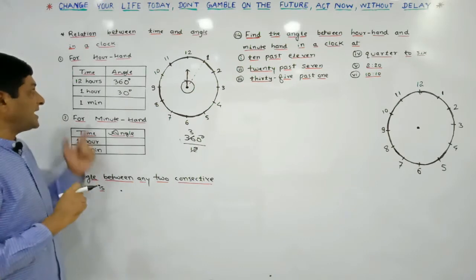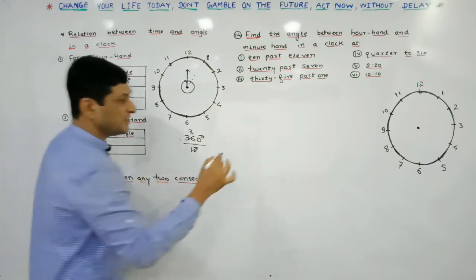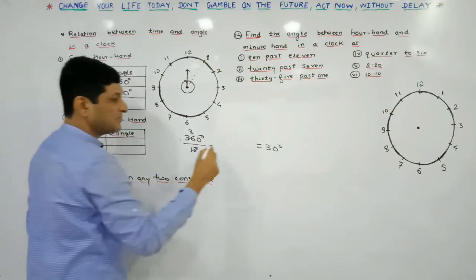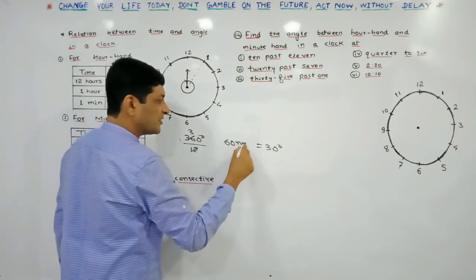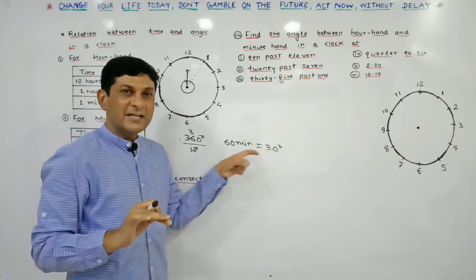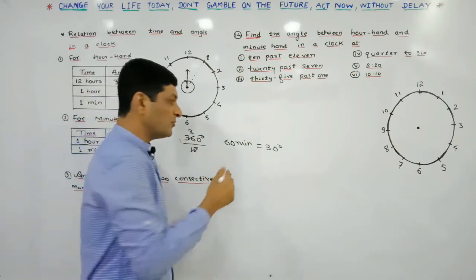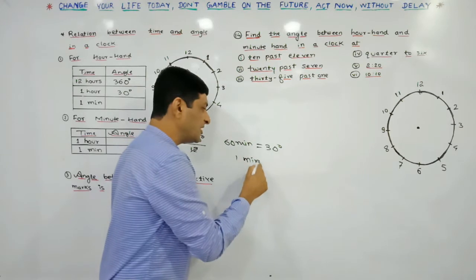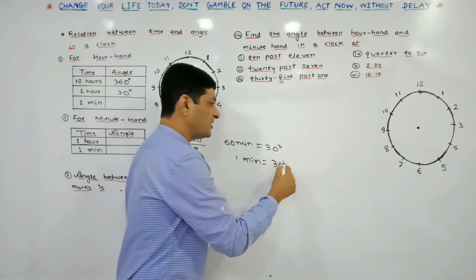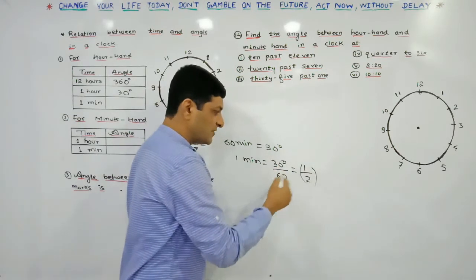Now we are finding the angle made by the hour hand in 1 minute. So this 30 degrees is the angle made by the hour hand in 1 hour. 1 hour means 60 minutes. Means 30 degrees is the angle made by the hour hand in 60 minutes. So to find the angle made by the hour hand in 1 minute, we have to divide it by 60. So 30 degrees divided by 60 will be equal to 1 by 2, since both the numbers are divisible by 30.